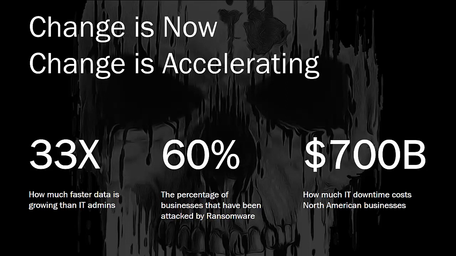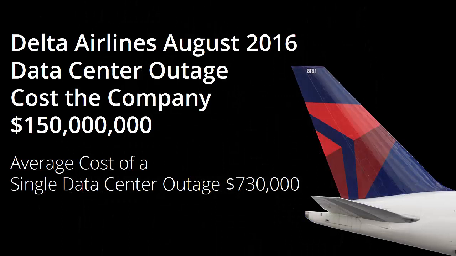And the downtime is drastically expensive. Over $700 billion has cost North American businesses, I think, every year alone. So you can see there's a lot of stuff threatening our capabilities, yet we are pertinent to being able to continue our business's needs. One great example of this was Delta Airlines. In August 2016, there was an outage that cost the company $150 million.